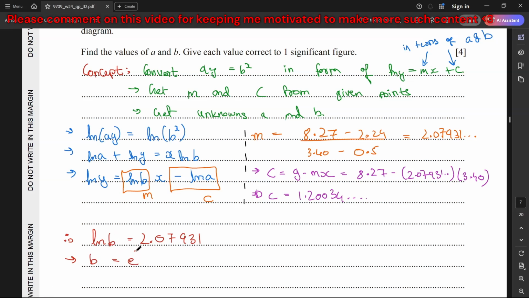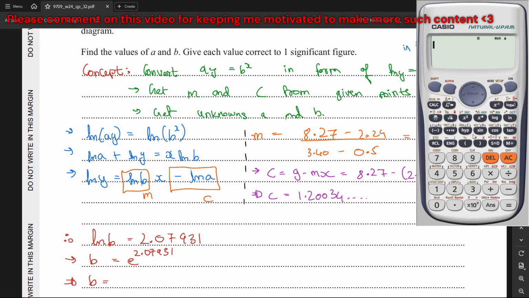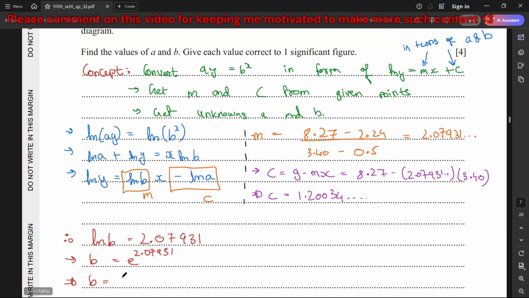And that is equal to e to the power of 2.07931, which implies that the value of b that I'm going to get over here is e to the power of 2.07931, and it's approximately 8.0 correct to 1 SF. So 8.0 correct to 1 SF.